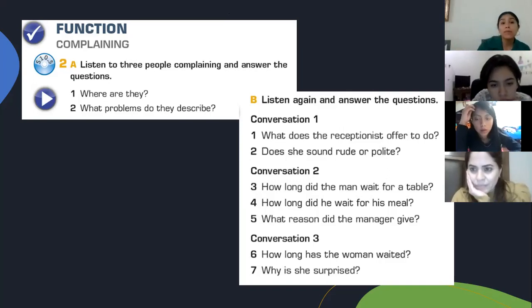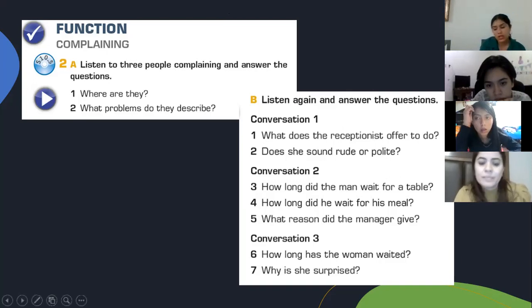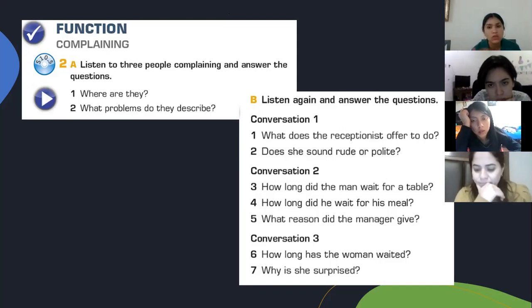Okay. So the problems, what problems did they describe? So now we're going to go to the questions, so maybe we can answer it, right? So in the conversation 1, what does the receptionist offer to do? She called another person to fix it. So she was about to send someone up, right? To send someone else. Okay, the receptionist, does she sound rude or polite offering this? Polite, right? She was very calm. She was very polite, offering extra help.